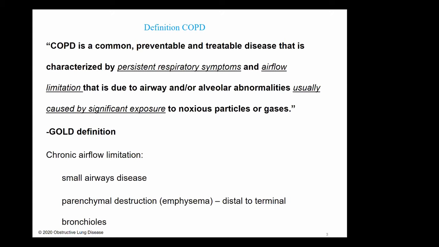And is due to airway and/or alveolar abnormalities, usually caused by significant exposure to noxious particles or gases. In that regard, we're talking about cigarette smoke. On a global basis, we're talking about biomass. So when we talk about chronic airflow limitation, we're talking about mainly two sites: small airway disease. These are airways less than 2 millimeters in diameter, and parenchymal destruction. And here we're talking about emphysema, unopposed action of proteases, and to give what we recognize both pathologically, clinically, and radiologically as emphysema. Next slide.